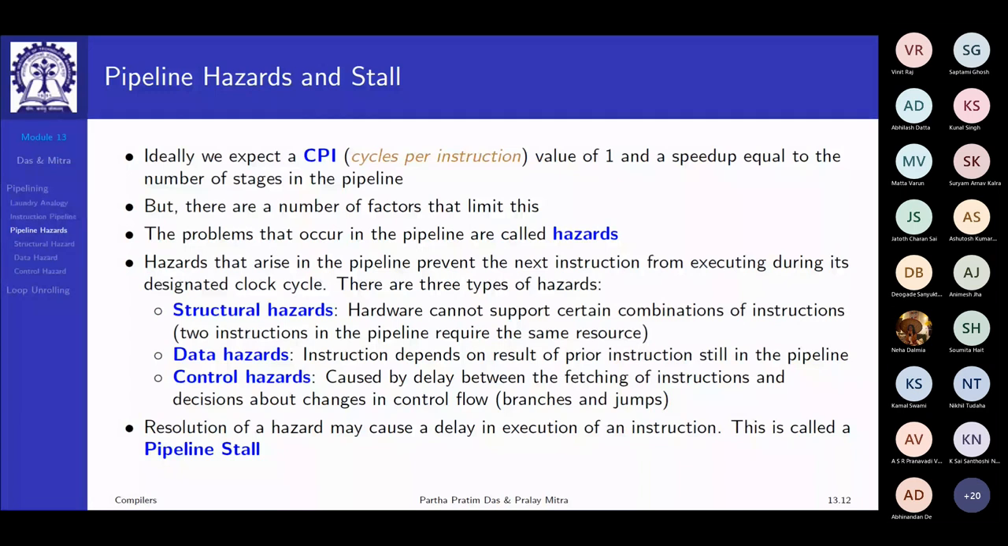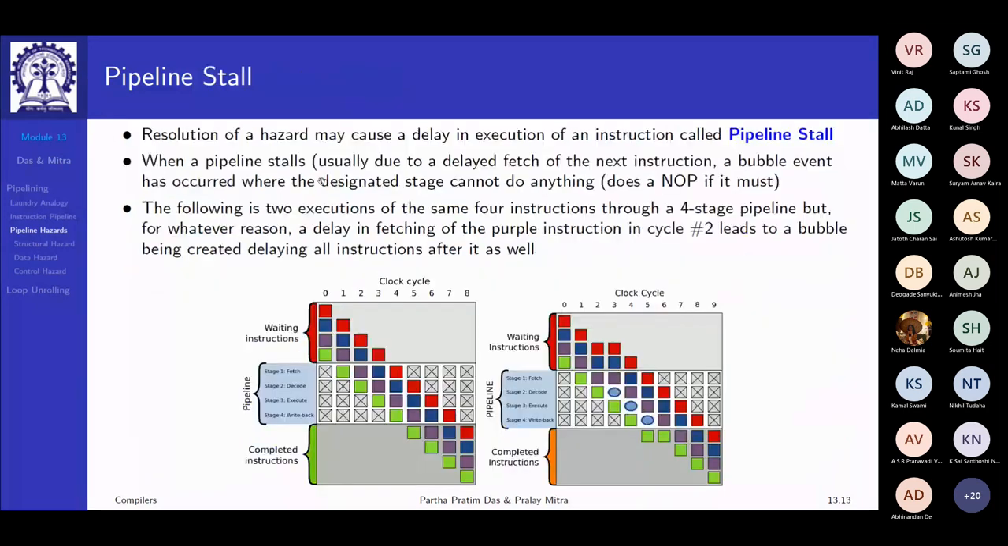So a hazard means that there is some condition that has happened so that all instructions that are in the pipeline in the next cycle cannot continue executing. So one or more of them will have to be delayed in the execution. And when that situation happens, we say that we have a pipeline stall. So this is an example of a pipeline stall.